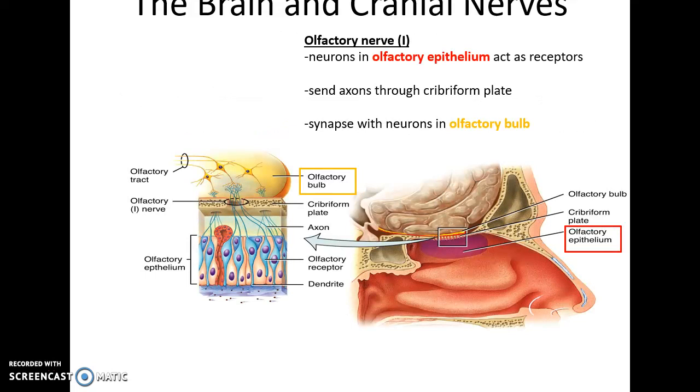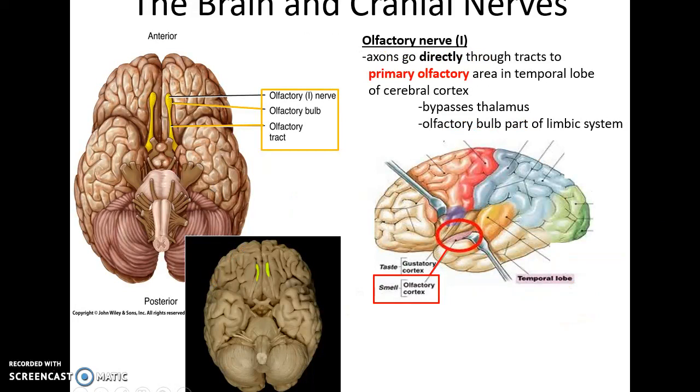Cranial nerve 1 is the olfactory nerve. It starts with the olfactory epithelium, where the receptors are actually the sensory neurons themselves. They pass through the cribriform plate, synapse in the olfactory bulb to carry the information on to the primary olfactory area in the temporal lobe of the cerebellum. It bypasses the thalamus.